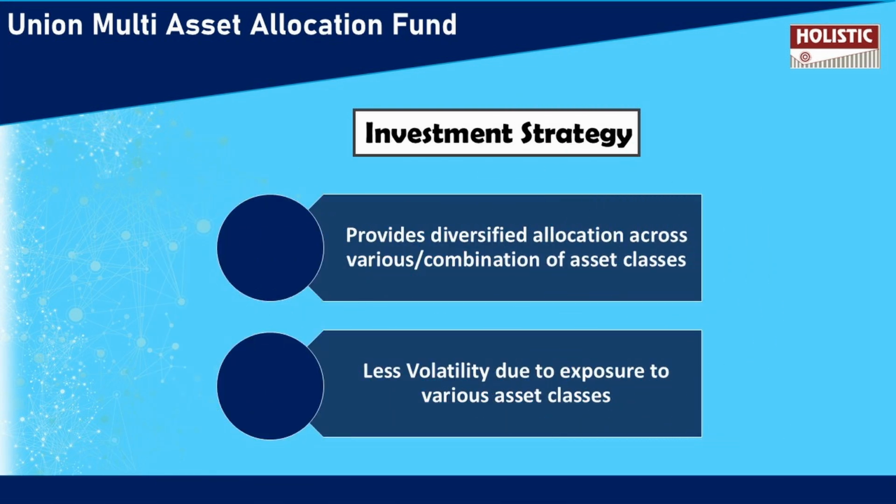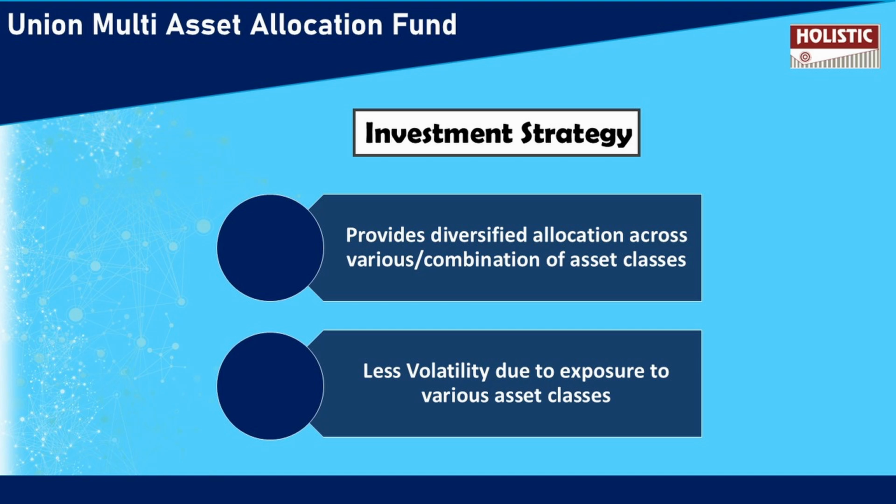What is the investment strategy this NFO aims to implement? It aims to provide us with diversified allocation across various combinations of asset classes to minimize the volatility due to exposure to these asset classes, so we can get better, more stable returns in the long run. So this is the investment objective and the investment strategy of this fund.